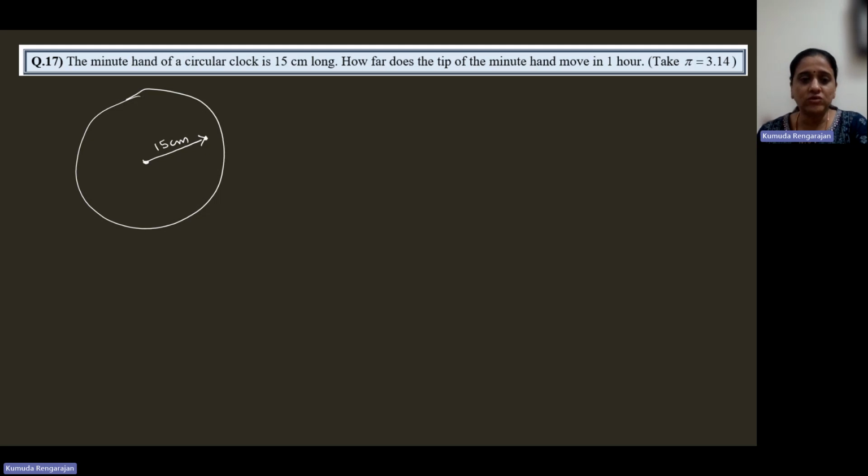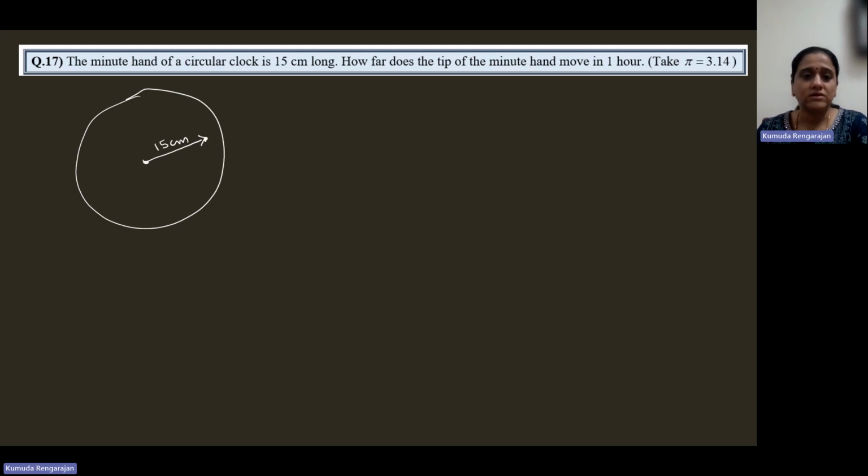Okay, so how far meaning you should find the distance. Distance means circumference, not area. How far? So some length. Length is distance, which is circumference, not area. When it's a circle, you have two things, area or circumference. So here it is circumference because it is how far, which means the distance covered by the tip of the minute hand in 1 hour.